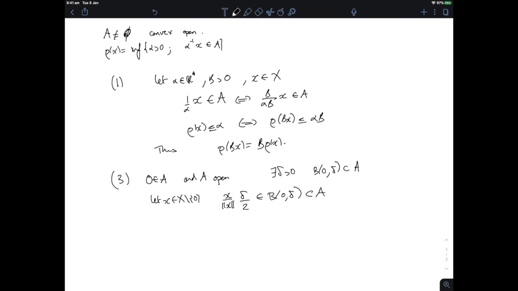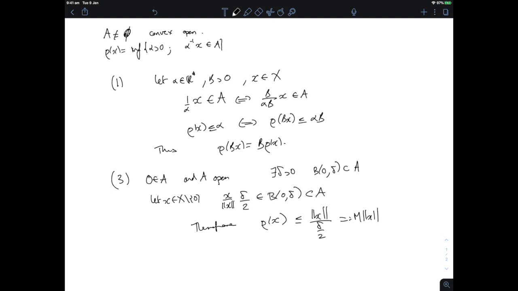And so this is going to be in A. And what does that tell me? That tells me that rho of x has to be definitely smaller than the norm of x divided by delta over 2. Right, and that's going to be my m times x. So m is 2 divided by this delta. All right, so that proves 3: the Minkowski gauge is always controlled up to a constant by the norm of the vector. All right.